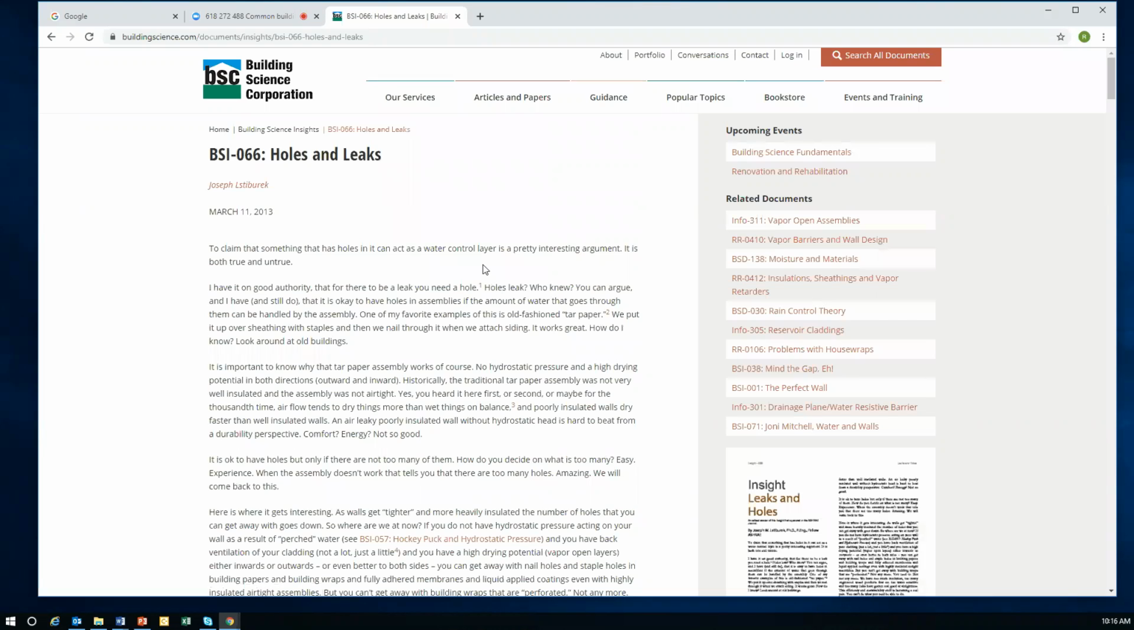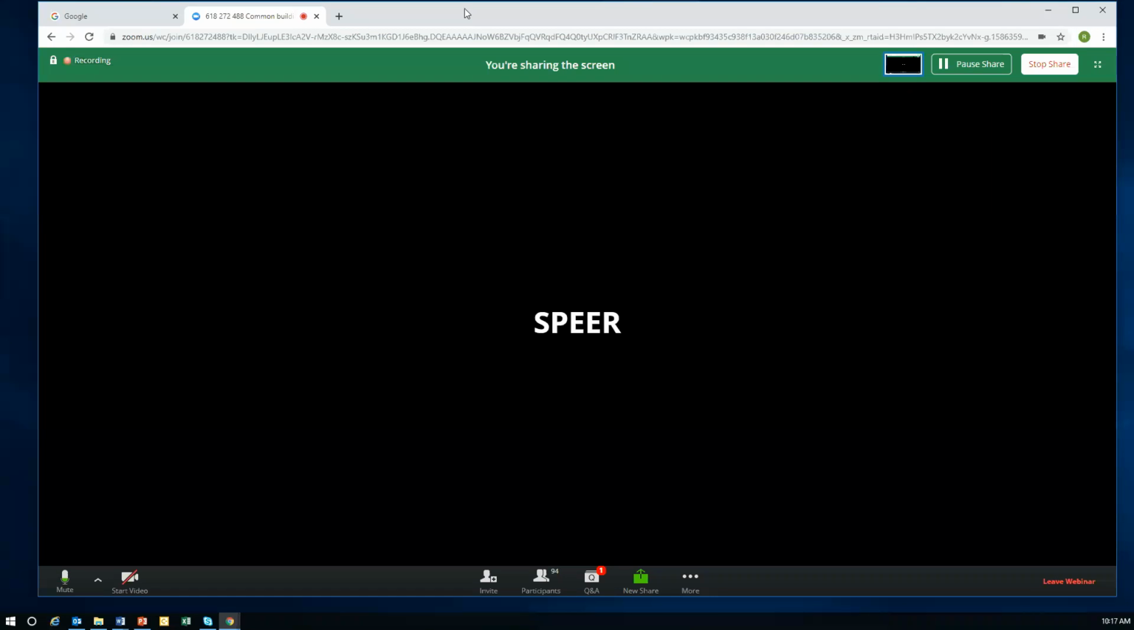Building Science Corporation, BSI-066, Holes and Leaks. If you go through that, it'll tell you exactly why. I've seen Mark LaLiberte on a site. He and I were at a site together, and he took a bottle of water and turned it upside down on one of these builder wraps and just let it drip right through. He didn't even have to squeeze it. So that's a quick test on site.